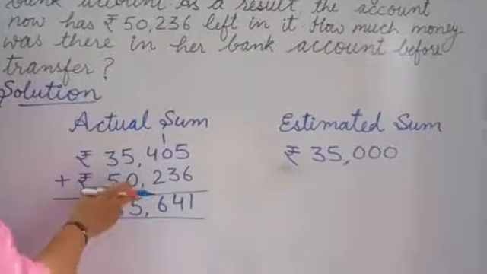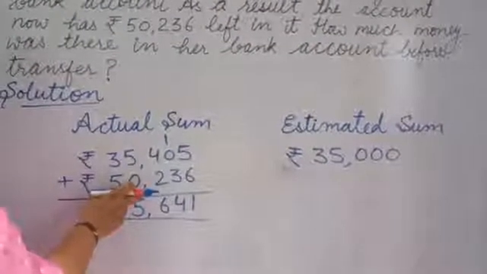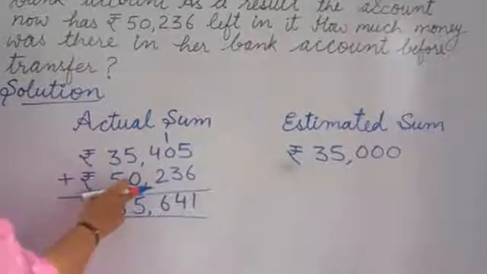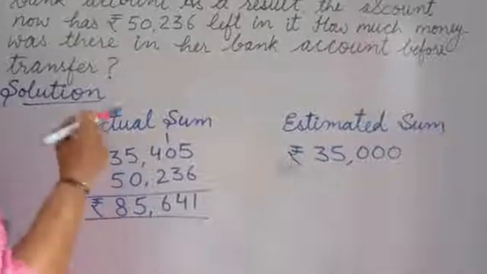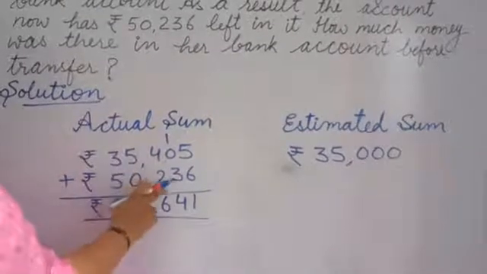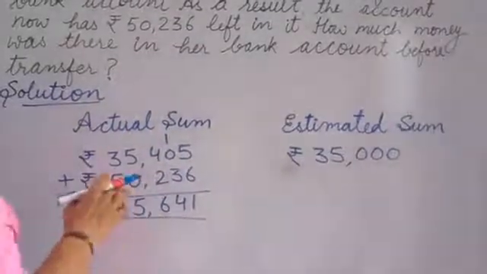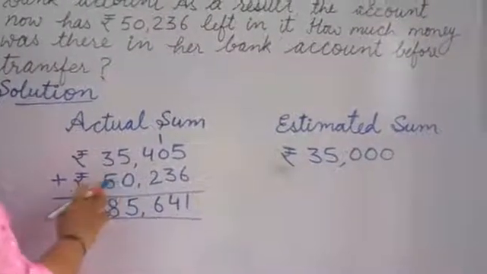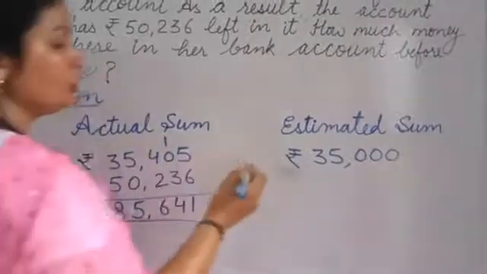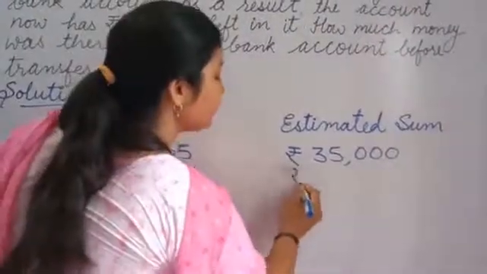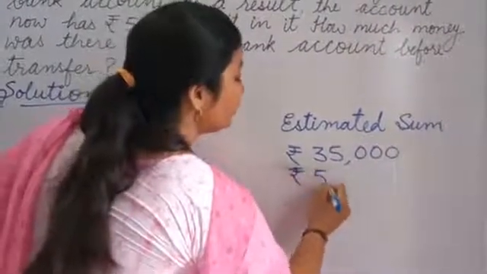Now for the second, we have to find its rounding. Again we have the 1000 period, in which we have 50,000. We check the 100 column. In 100 there is 2. 2 is less than 5 again, so we can't increase it. That will remain the same, so that will be 50,000. So we write here rupees 50,000.